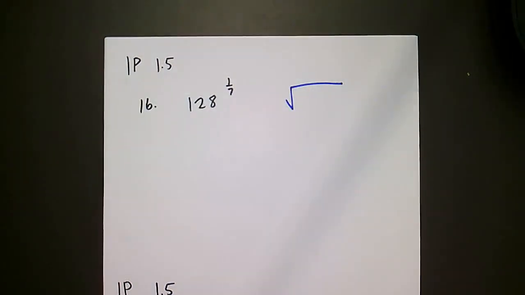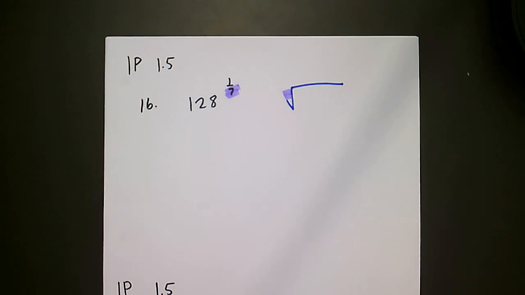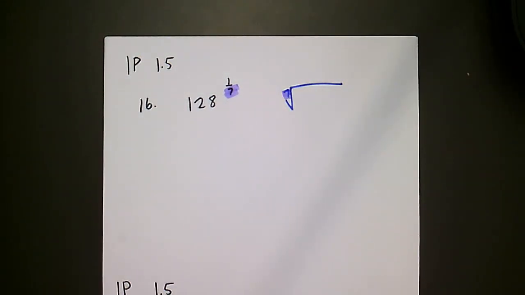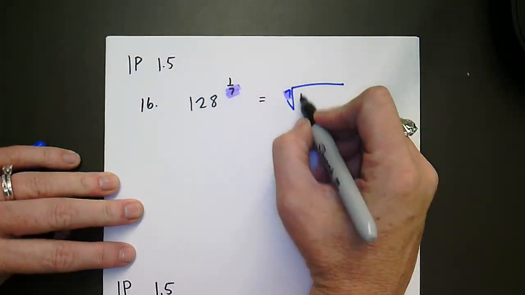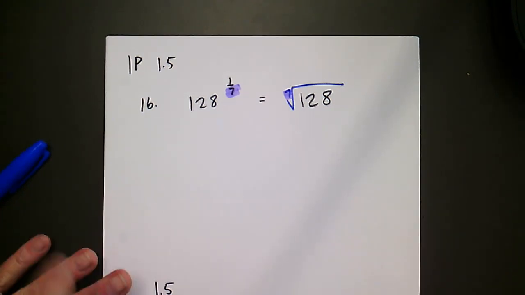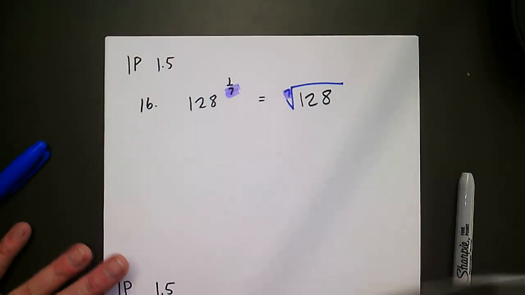root form. What happens is this denominator is going to become the index. So it's going to become the number right there in the little crook of that radical form. So 128 to the 1/7 power is the same as the 7th root of 128. They're both looking for the same thing. They're looking for a number that, when multiplied by itself 7 times in a row, gives you 128.